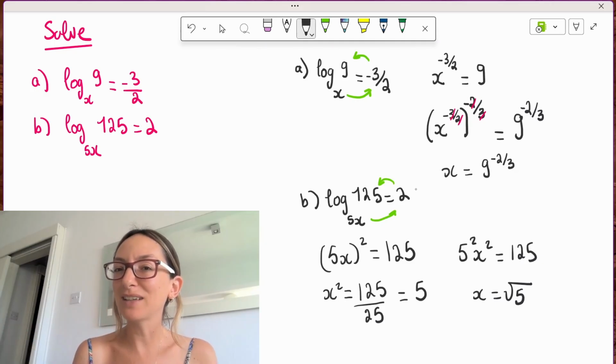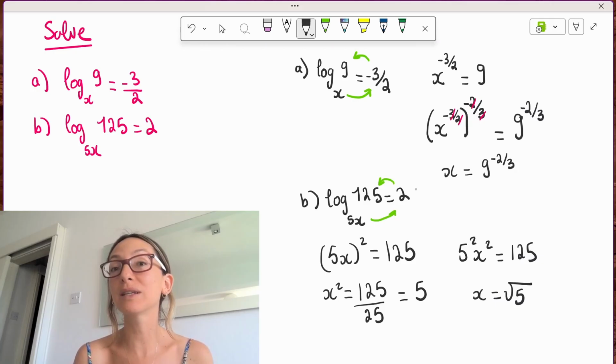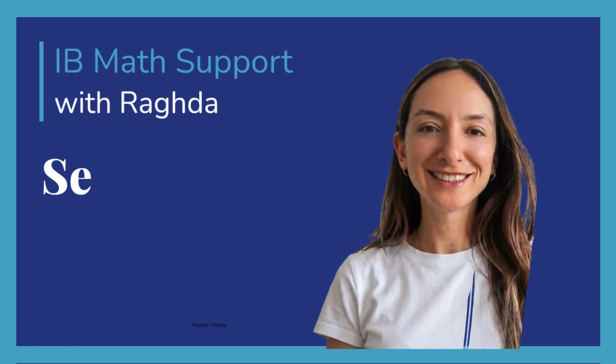And now it's time to actually dive deeper and look at the laws of logarithms and how we manipulate them within an algebraic expression.